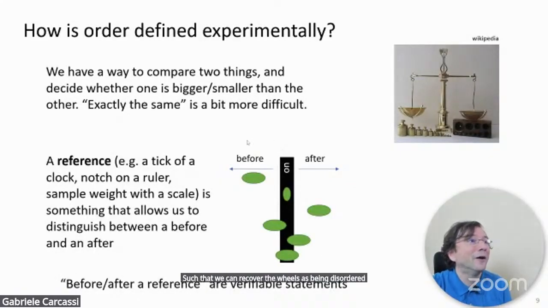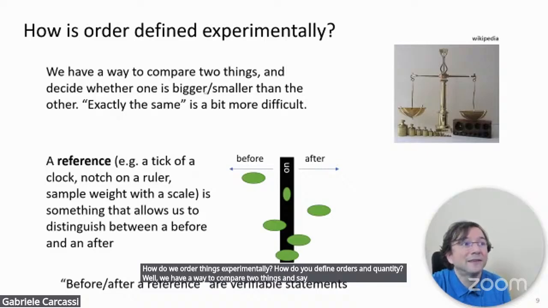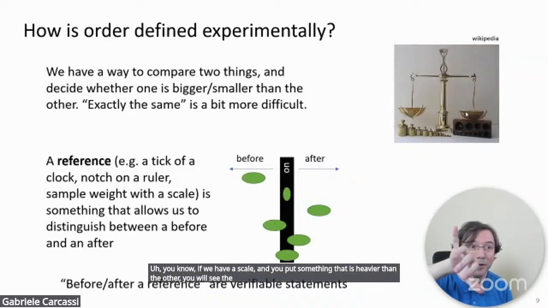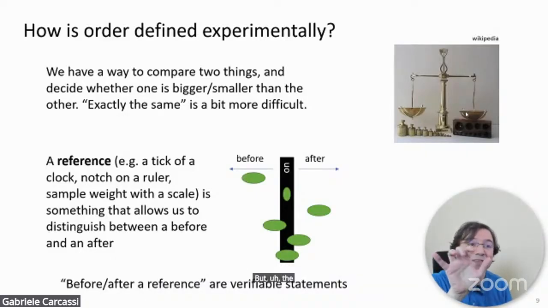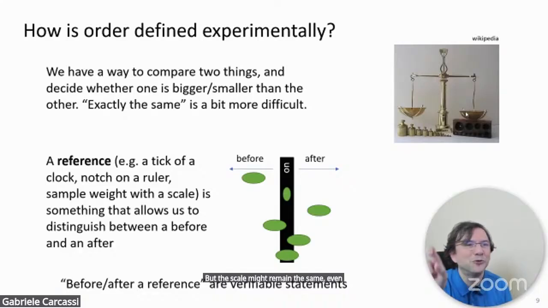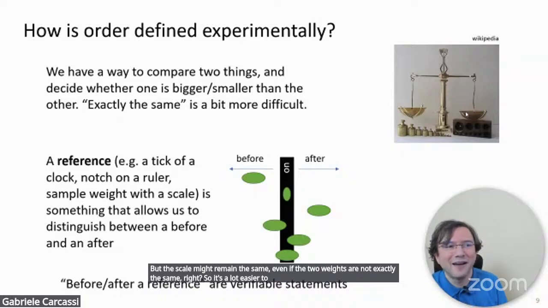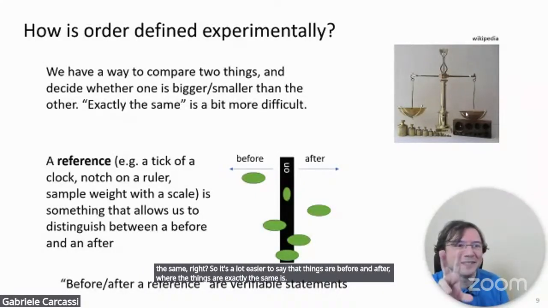So how do we order things experimentally? How do we define order and quantity? Well, we have a way to compare two things and say that one is bigger or smaller than the other. Note that saying exactly the same is a little bit more difficult. If you have a scale and you put something that is heavier than the other, you will see the scale tip. But the scale might remain the same even if the two weights are not exactly the same, right? So it's a lot easier to say that things are before and after, whereas saying that things are exactly the same is a lot more difficult.